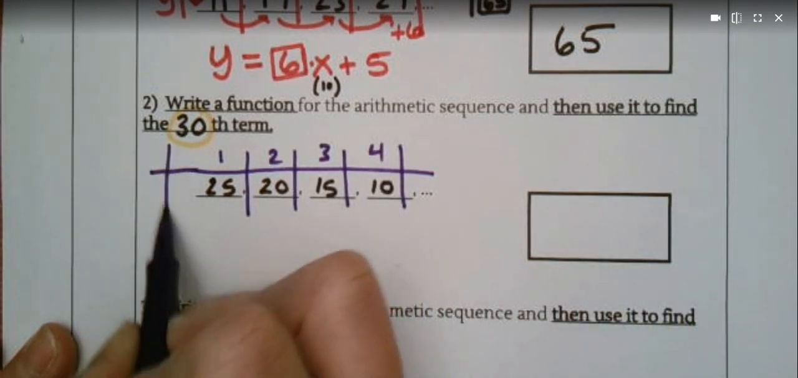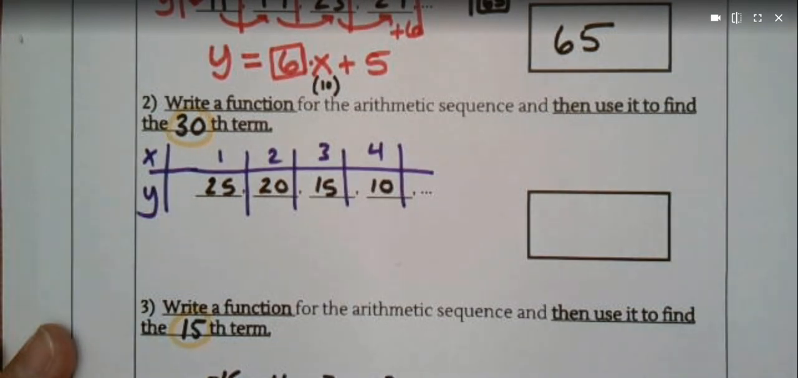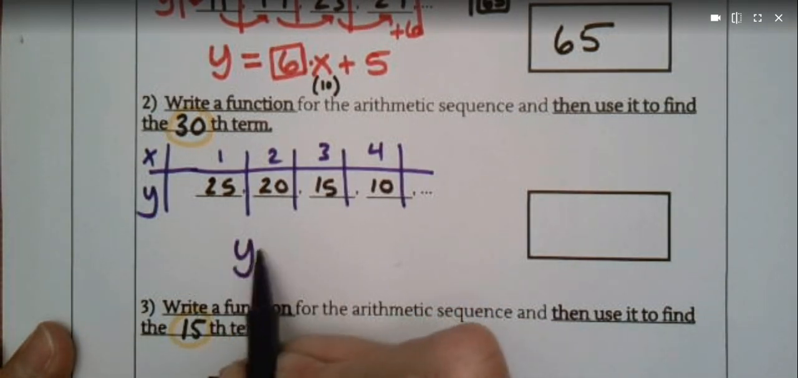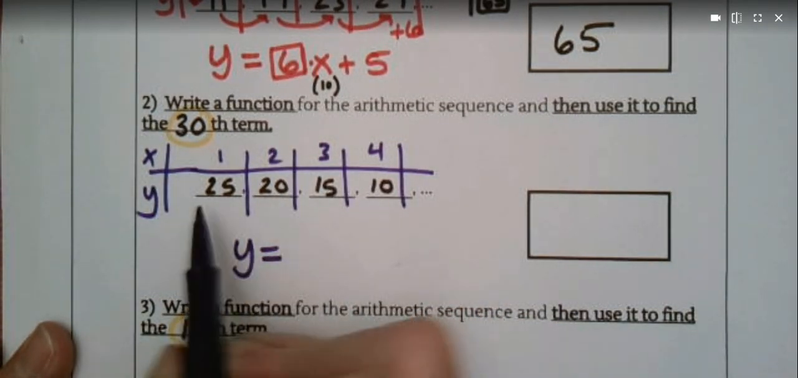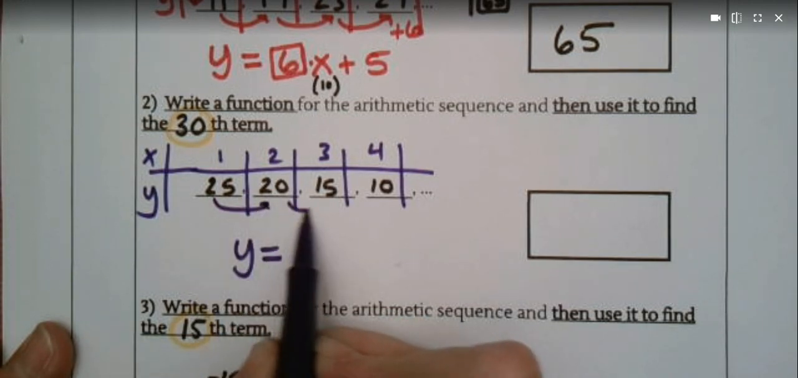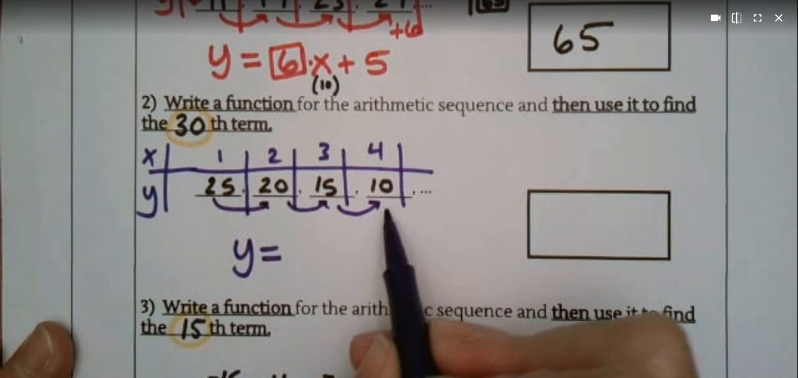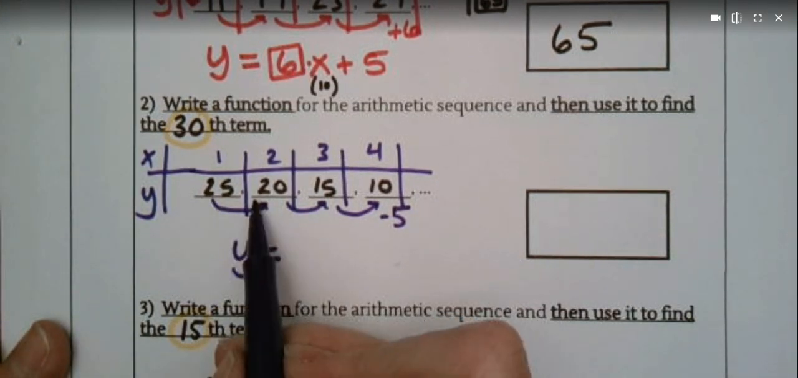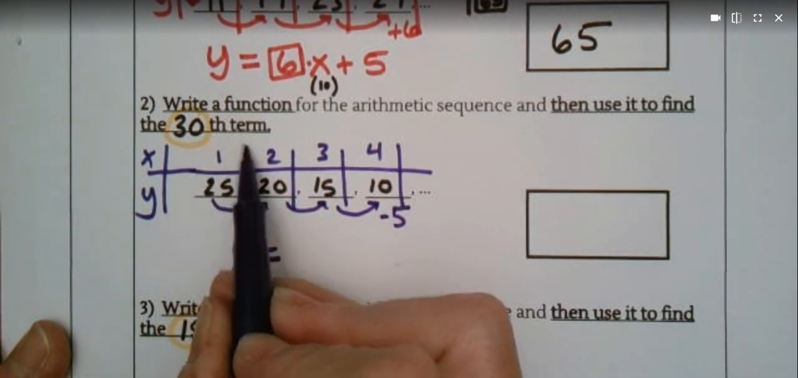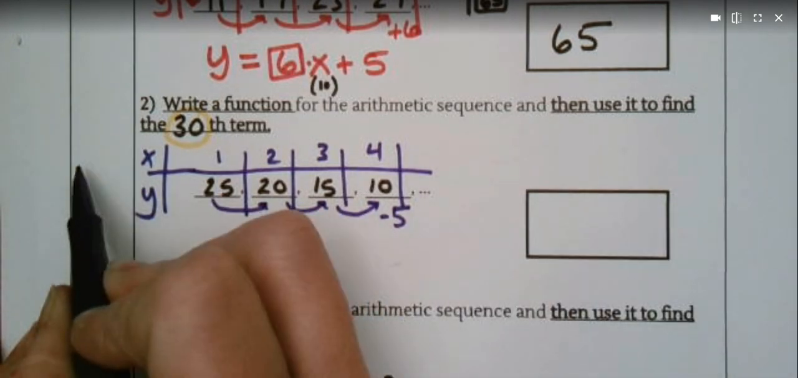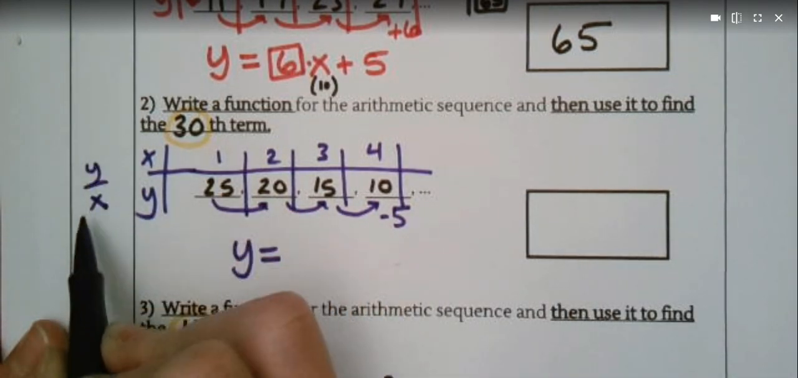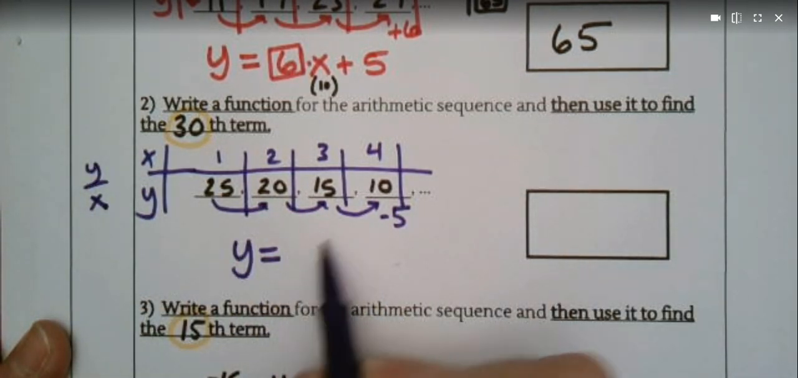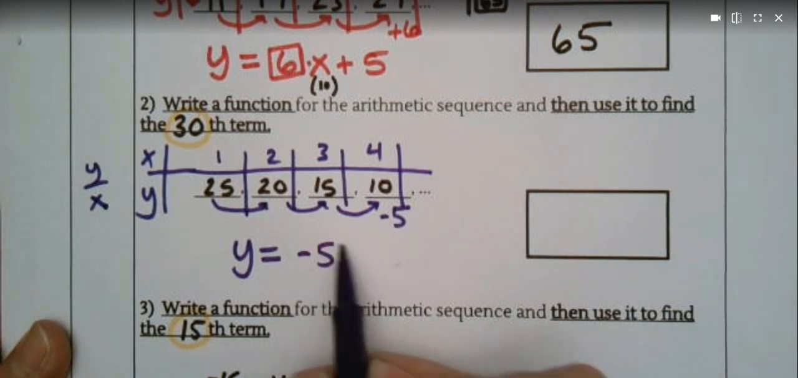Remember, we've got x here and y here. A function always starts with y equals. Well, let's take a look at the pattern that we see in the y. What's happening every time? Yeah, we're minusing 5 every time. So we've got minus 5, and remember the x pattern is always going to be plus 1. And remember that y over x always told us what the multiplier was? So the multiplier is negative 5.